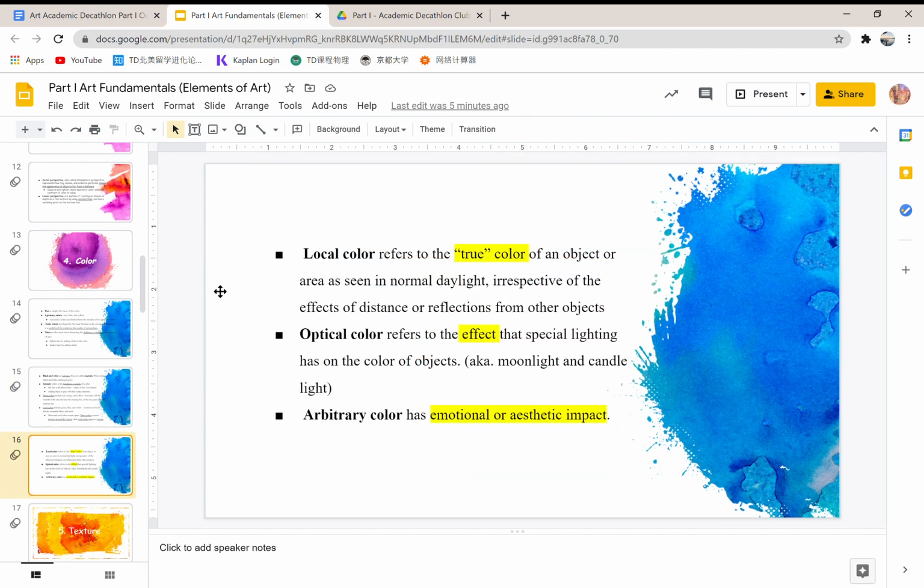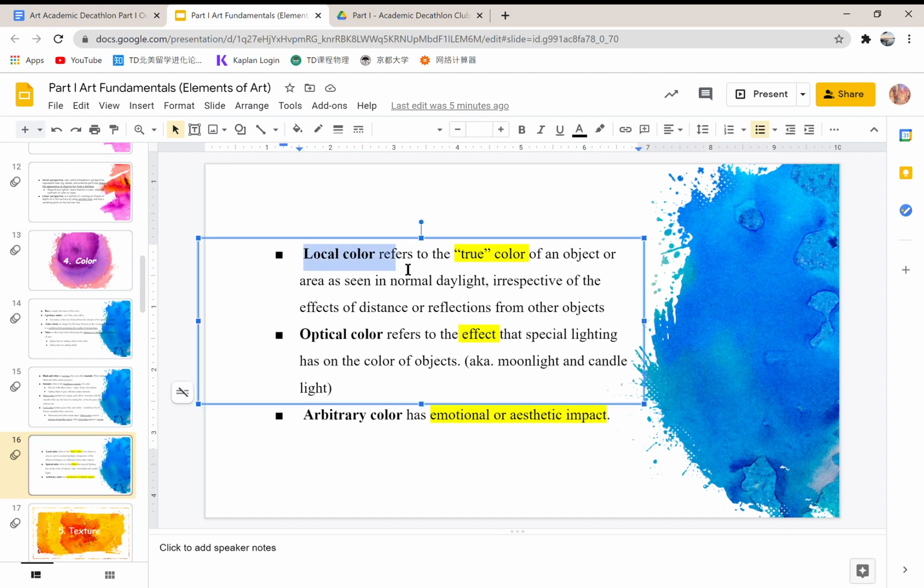Alright, so we have three different types of colors: local color, optical color, and arbitrary color. Local color refers to the true color of an object or area as seen in normal daylight, irrespective of the effects of distance or reflections from other objects. Optical color refers to the effect that special lighting has on the color of objects, such as moonlight and candlelight. Arbitrary color has emotional or aesthetic impacts. So those are the definitions of the three different types of colors.